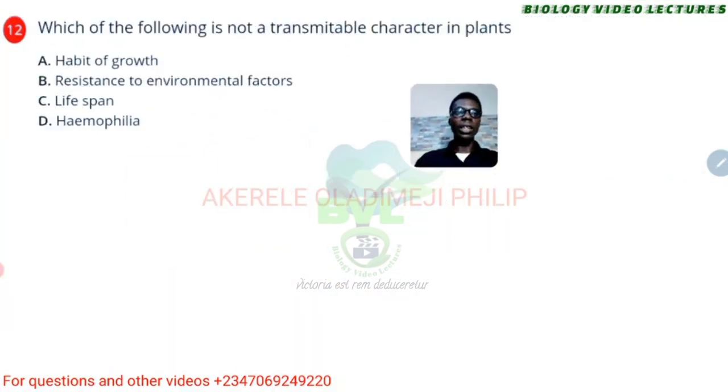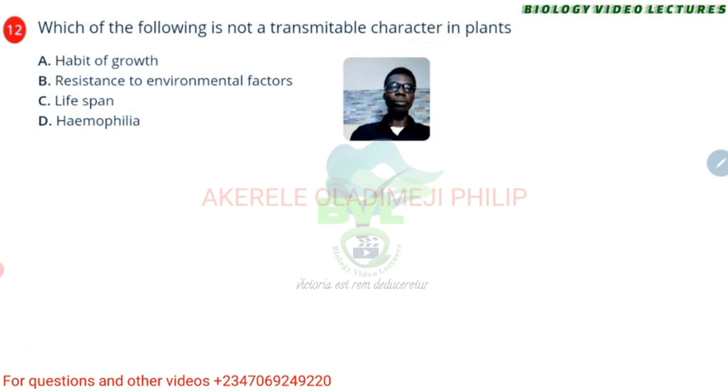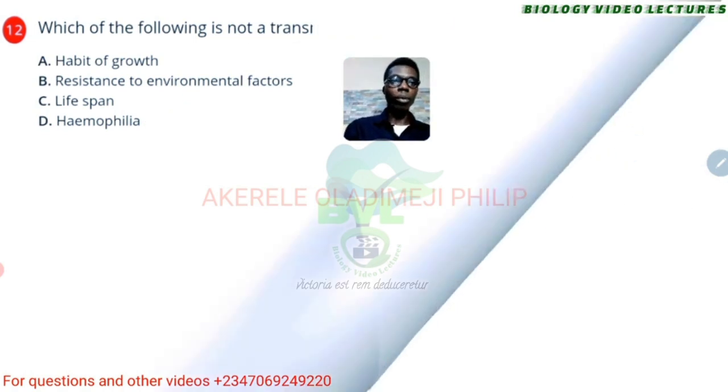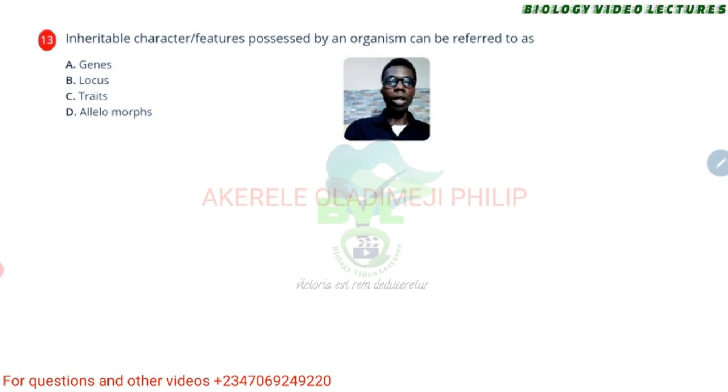Which of the following is not a transmittable character in plants? Well, habit of growth could be found in plants. Resistance to environmental factors could be found in plants. Lifespan could be found in plants. However, hemophilia, which is an inability of blood to clot, can only be found in animals. So this is not in plants, which makes our answer correct. It says is not, so the answer is D, hemophilia. Plants don't have blood. They have cells, sap, and all of that.